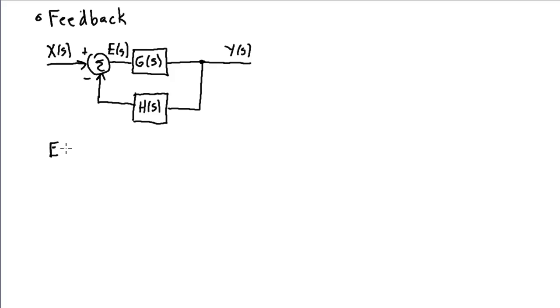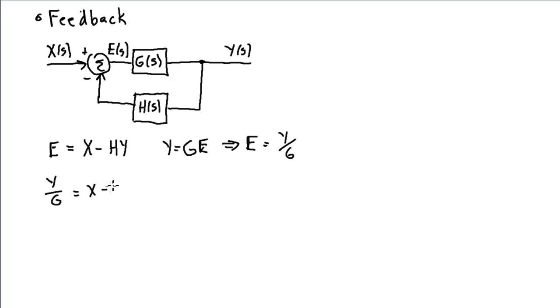It's worthwhile for you to go through this on your own. We can write the error signal is equal to x minus the feedback system, which is h times the feedback signal, which is h times y. And then from the feed forward system we have that y is equal to g times e. So our goal here is to actually eliminate e, so we have a direct expression involving only x and y. Well, from this second expression I can solve for e, that's equal to y over g. Then plugging it into my first equation, I get y over g is equal to x minus hy. Now I've got the desired expression involving only x and y and my transfer functions.